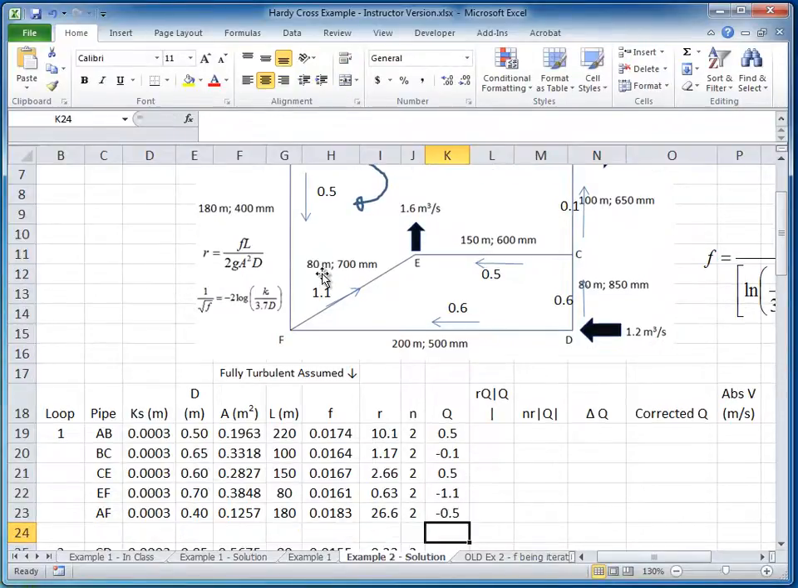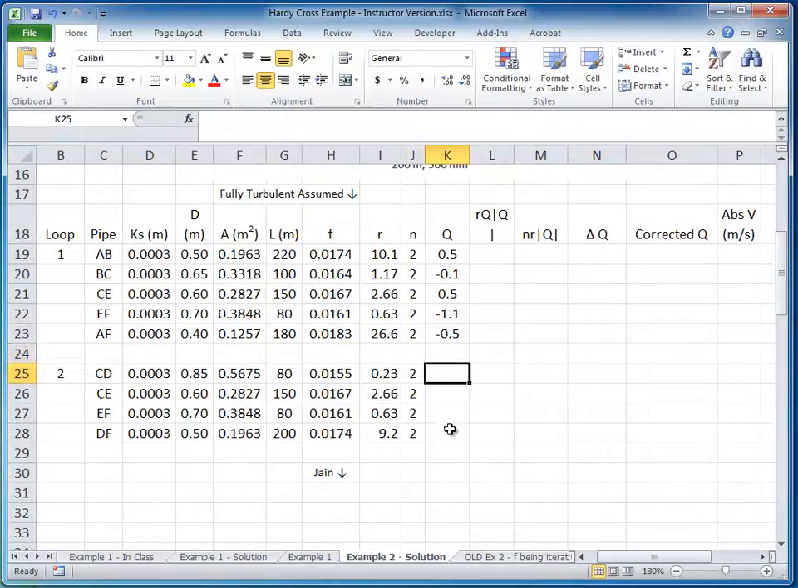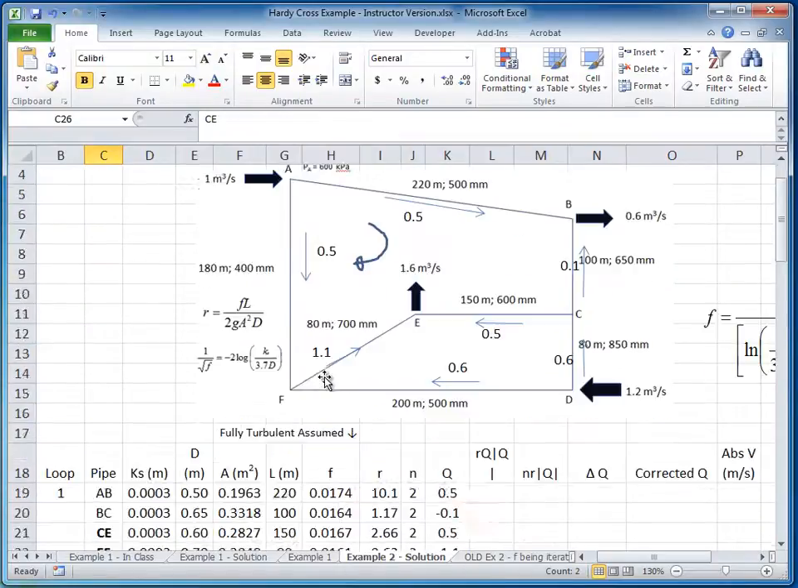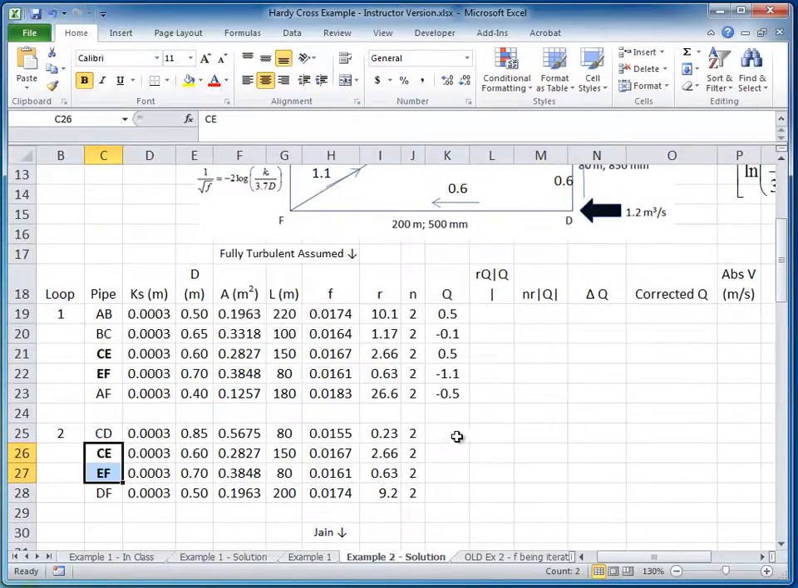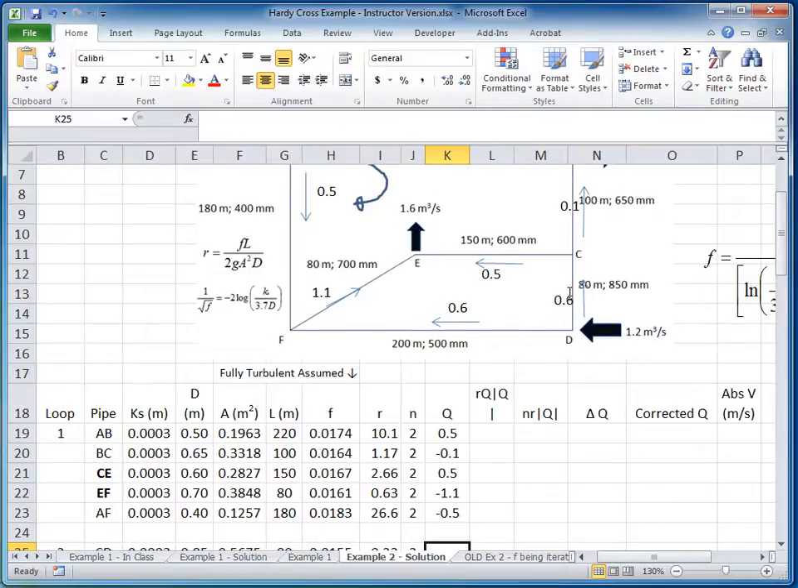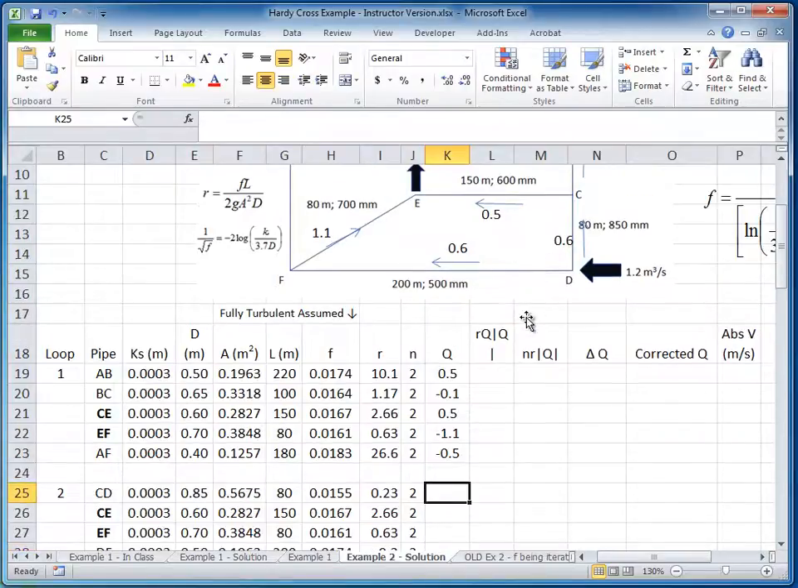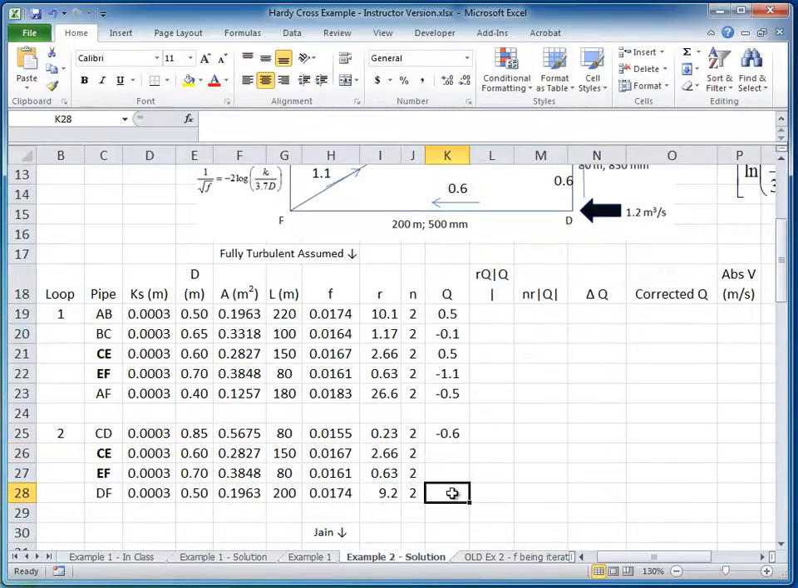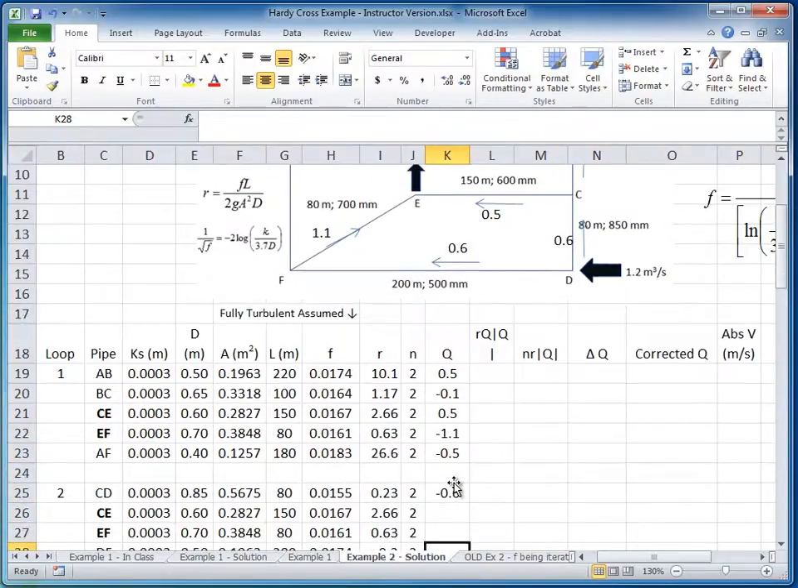Now, down here, I'm not going to fill them in yet because CE and EF are the pipes that are common to both loops. And so I'm not going to even bother typing in the Q values for them because I know I'm going to get them from the corrected Q. But I can put it in for CD and DF. So CD is going to be negative, because you can see it's going up, and my clockwise positive would say that down is positive. So I'm going to have negative 0.6, and then over here for DF is positive 0.6.